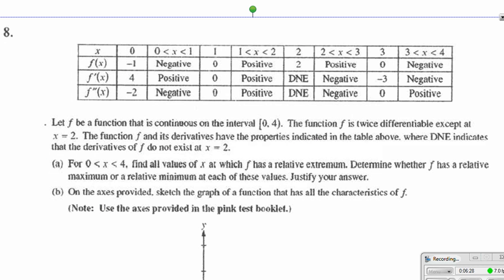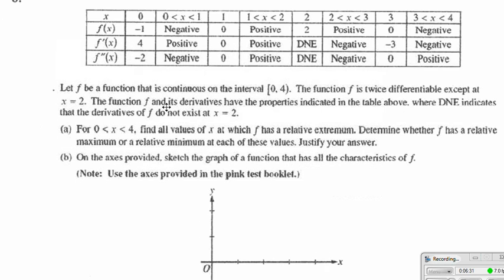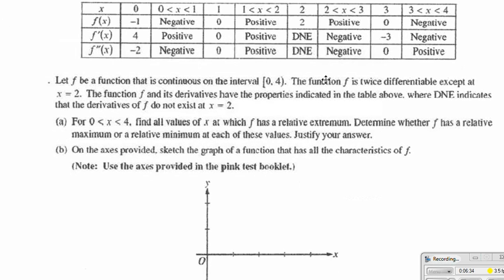All right, let's look at number 8 together. So here we have many different pieces of information given. Now let f be the function that is continuous from 0 through 4. We don't have the value 4, but we can see what's going on over there. And the function is twice differentiable, except that it is not differentiable when x equals 2. That's very important because it must be a cusp or corner, or not continuous. Oh, but it says continuous, so it has to be a cusp or corner. Now, the function f has its derivative with the properties indicated in the table above. We can see that over here.